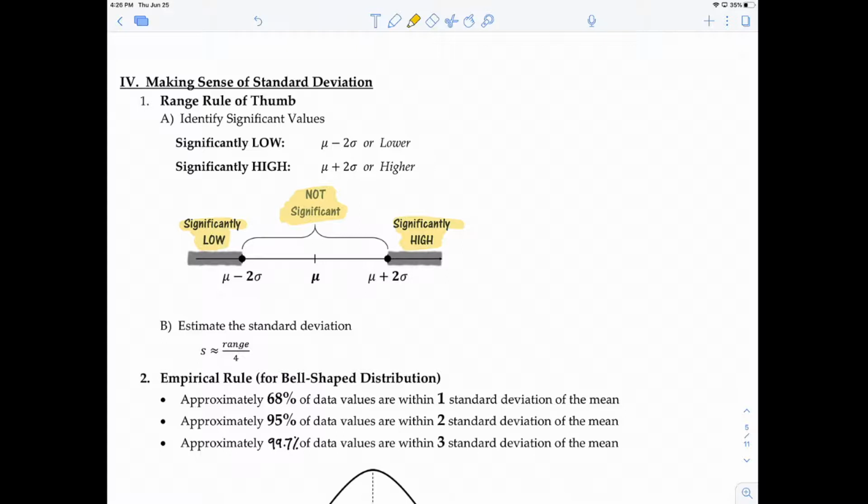So that's pretty much what I wanted to do with this video. Actually, let me go ahead and do a problem on the range rule of thumb while we're at it. Again, significantly low values are values which are 2 standard deviations below the mean or lower, and significantly high values are 2 standard deviations above the mean or higher. That's what this is saying, right?